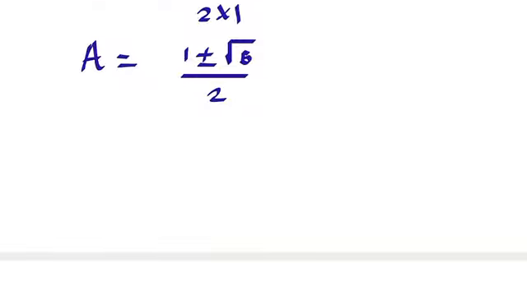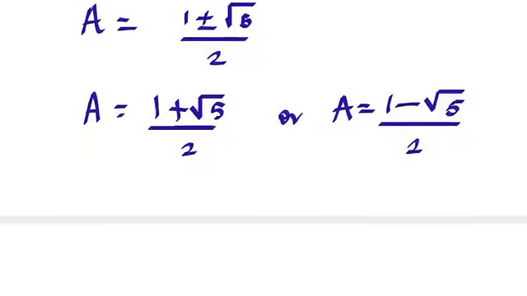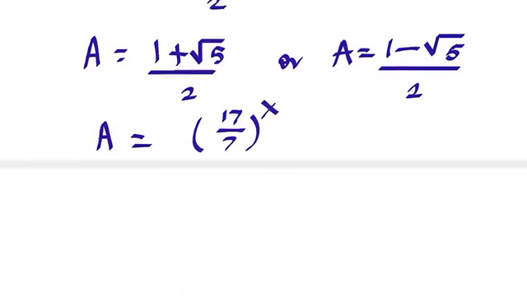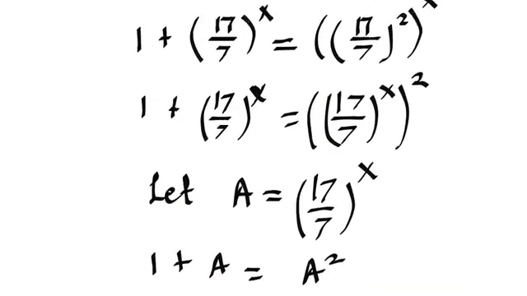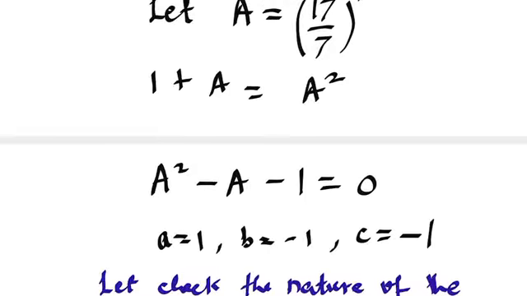Alright, so the next thing we're going to do, we're going to have a equals 1 plus square root of 5 over 2, or a equals 1 minus square root of 5 over 2. But here, you should recall that we have a equals 17 over 7, all to the power of x, if you go back to where we did the replacement.